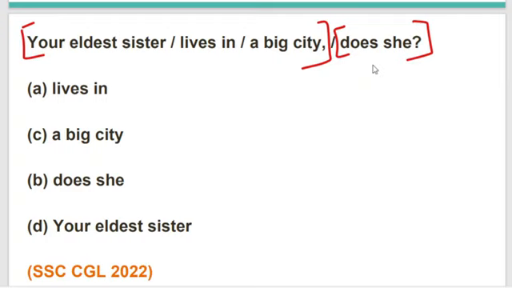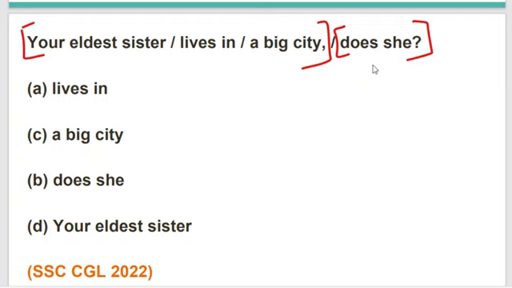But that is not even specifically mentioned, which one, or any specific characters, is not even mentioned. Your eldest sister lives in a big city. Does she? That means, is she really living in a big city? So in the answer, it will be either yes or no.